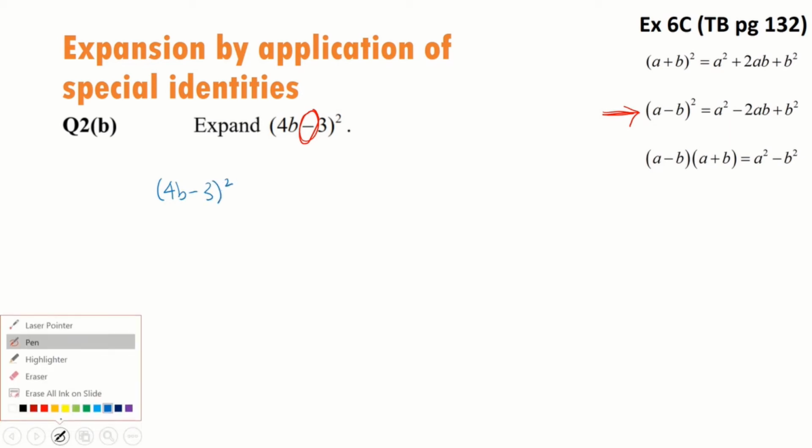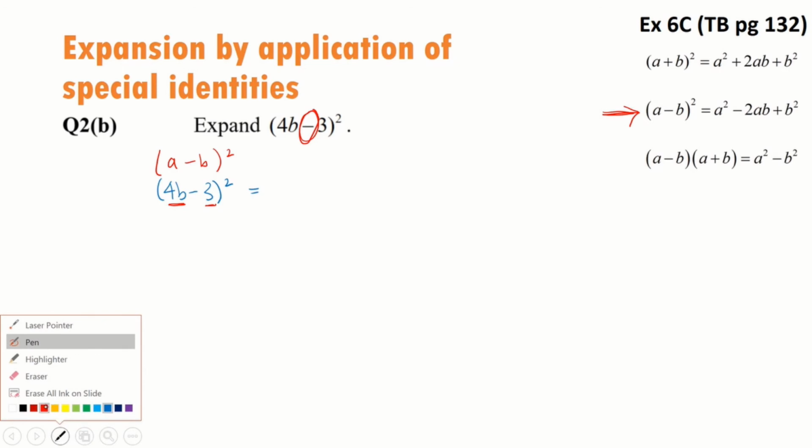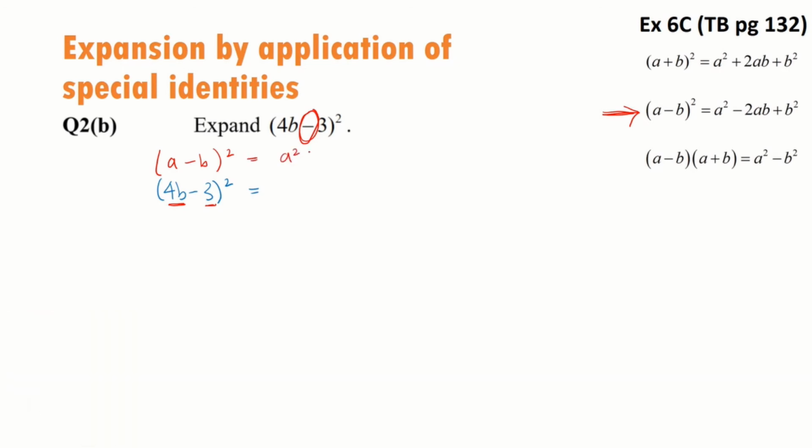comparing it to the identity (a minus b) bracket square, we see that 4b is the a and 3 is the b. So what we need to do is that using our identity, we have a square minus 2ab plus b square. By the way, you only need to write down the things in blue in your answers, for the exam and all that. But as practice, you may want to just write the things in red that I'm writing in red with a pencil.